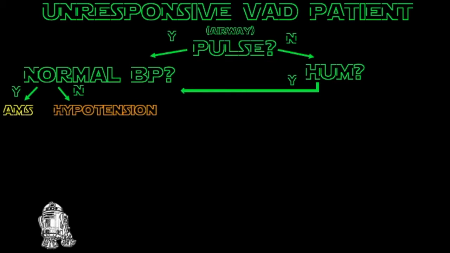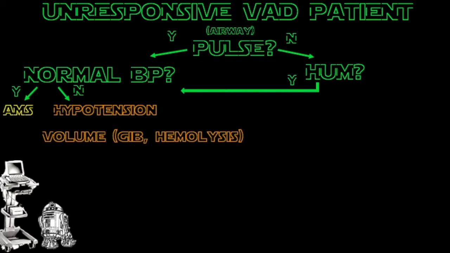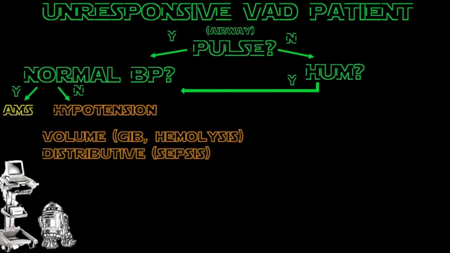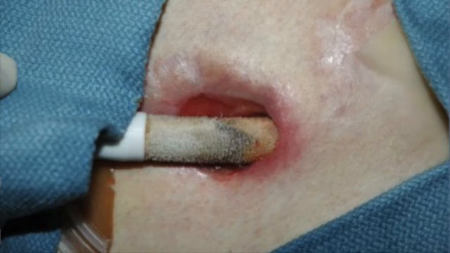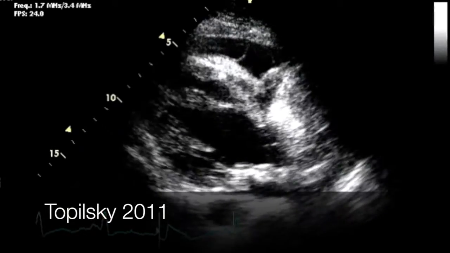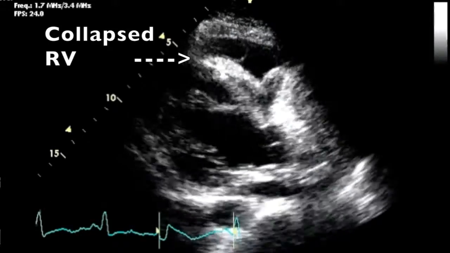If they have a hum, then we're back at the hypotension versus altered mental status branch point. Here, we'll just highlight some key points of the hypotension workup, and this is really where your bedside ultrasound may help out. To begin with, are they hypovolemic? These patients are susceptible to GI bleeds, hemolysis, and dehydration. A good old ED handshake is probably in order. Next, are they septic? VAD patients are susceptible to driveline-related skin and soft tissue infections, bacteremia, and candidemia. Then, do they have evidence of tamponade? A quick look at the pericardium can tell you this.